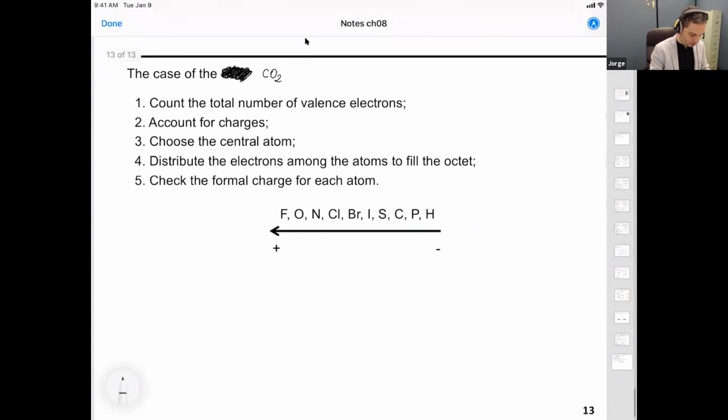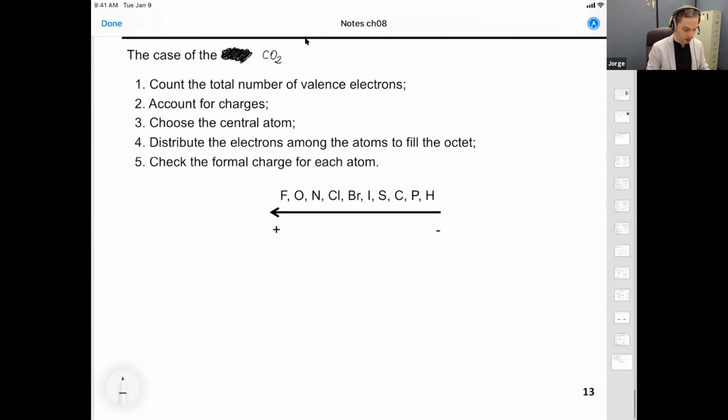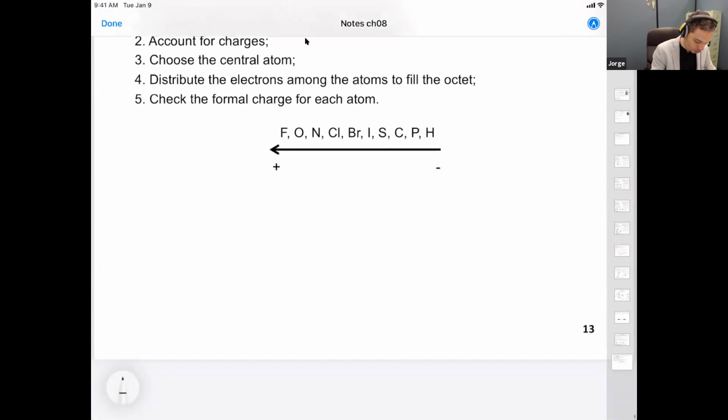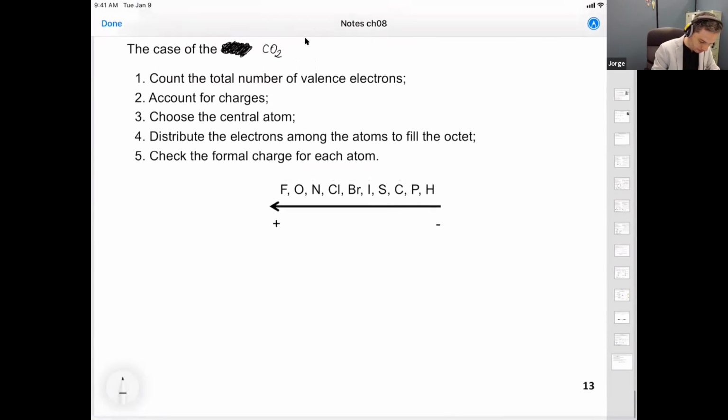Okay, so now let me give you an example where 2 or more structures are possible, and we have to decide which one is going to be the most stable. And to do that, we are going to use the formal charges to guide us. So let's take a look at the case of the CO2 molecule.